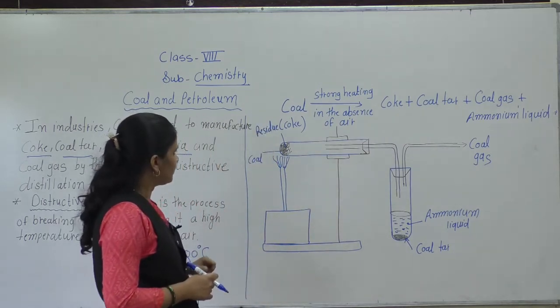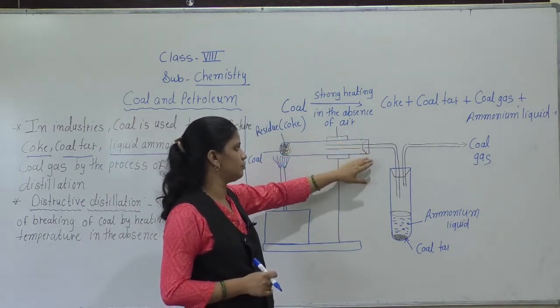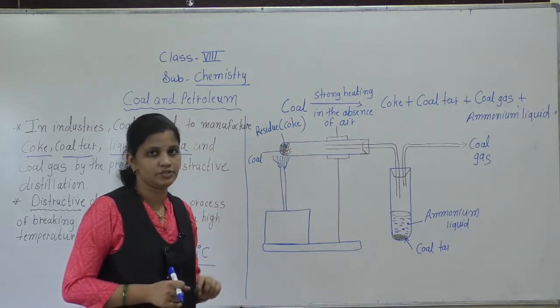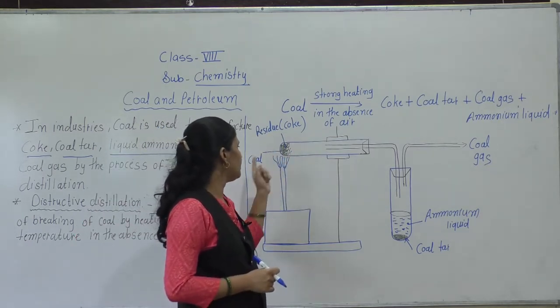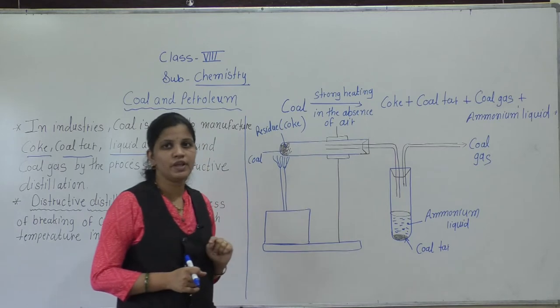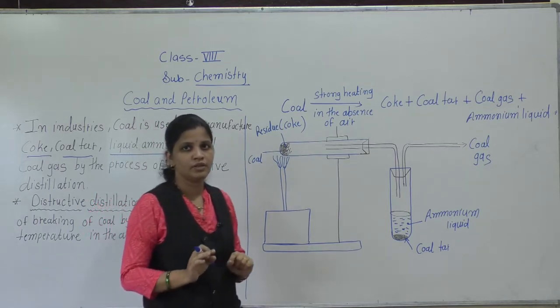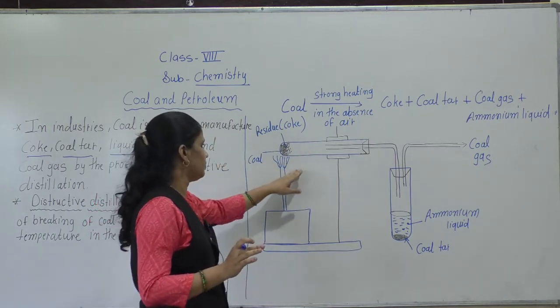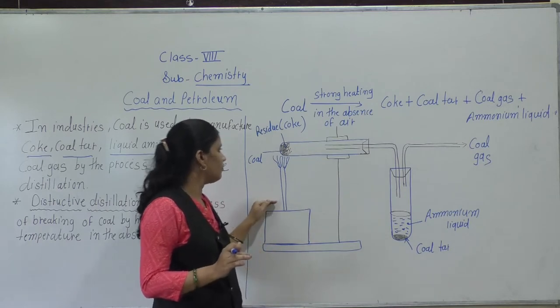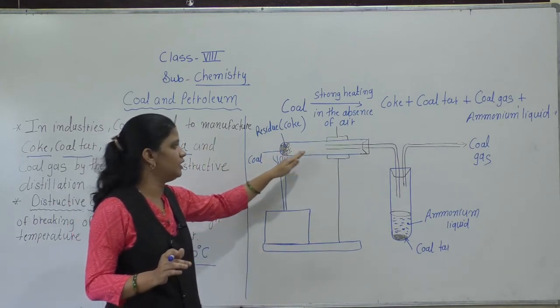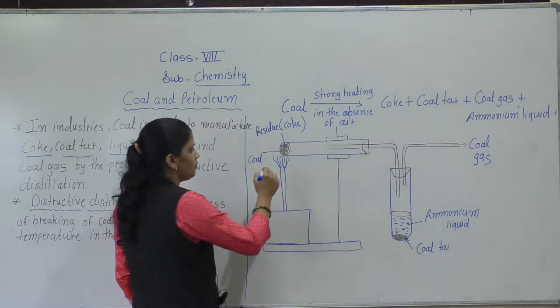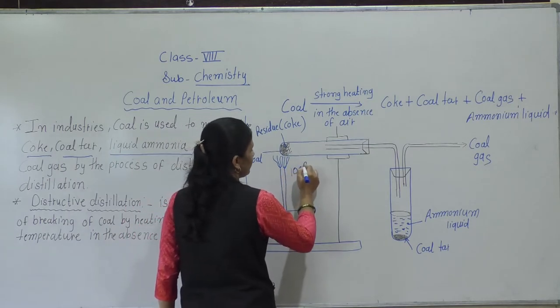Now in this first test tube, the horizontal one, coal is taken. We have to take a pinch of coal for the experiment. And then we have to provide heat. At least how many degrees Celsius of heat do we need?